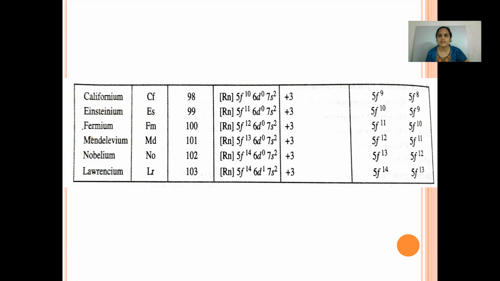Fermium, 100, [Rn] 5f12 6d0 7s2. Mendelevium, 101, [Rn] 5f13 6d0 7s2. Nobelium, 102, [Rn] 5f14 6d0 7s2. And lawrencium is the last element of the actinoid series, with atomic number 103, and its electronic configuration is [Rn] 5f14 6d1 7s2.